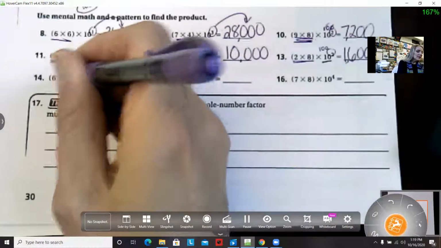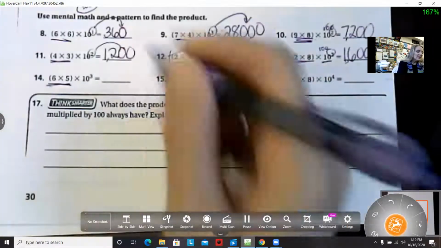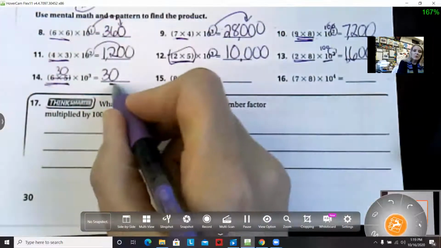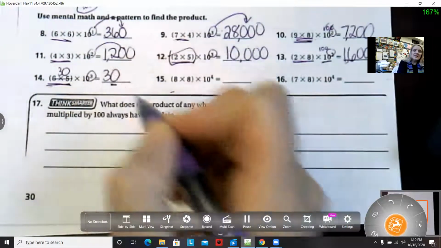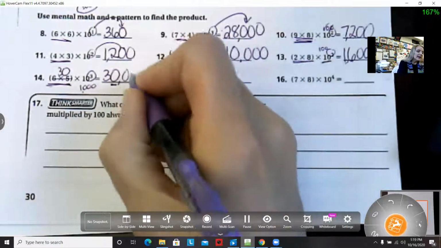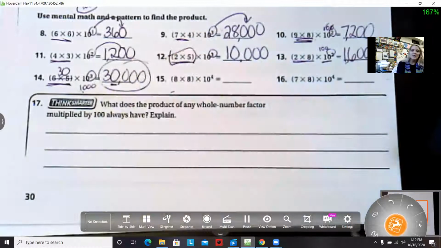Number 14, 6 times 5, there's 30. Now be careful, that is 30, so I have a 0 here already. I still have to take it times 10 to the third power, which is the number 1,000, so I have to add 3 zeros to the end.